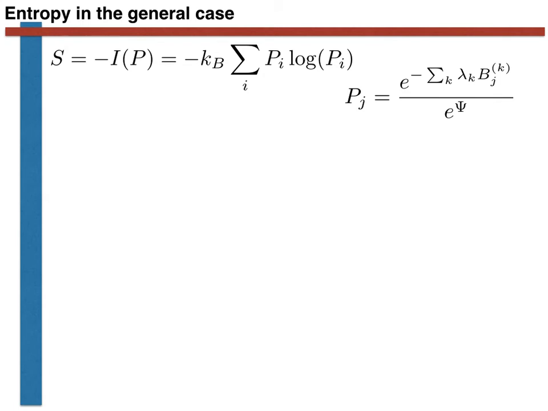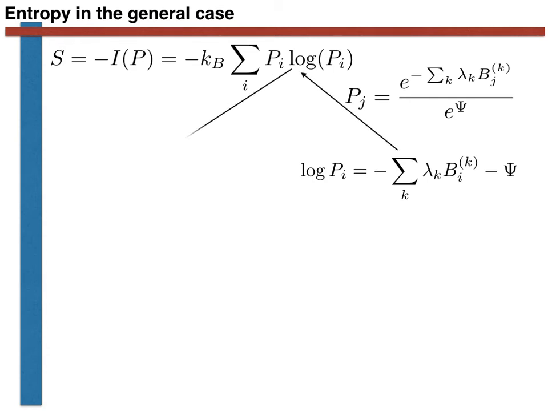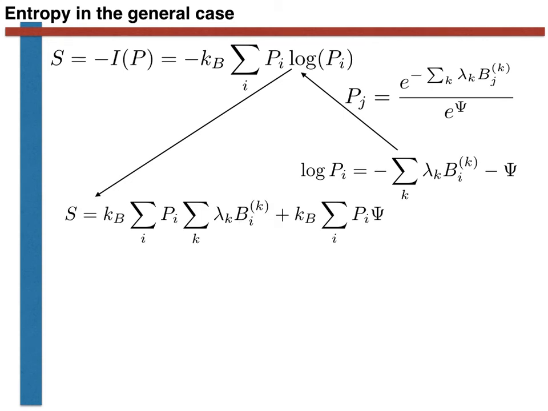If we take logarithms of both sides of this equation, we get the following. We can then insert the logarithm of the probability of being in microstate i into our expression for the entropy at the top of the slide. When we do this, we get the results shown here. Our next two steps in simplifying this result will be as follows. We will first change the order of the summations in the first term.